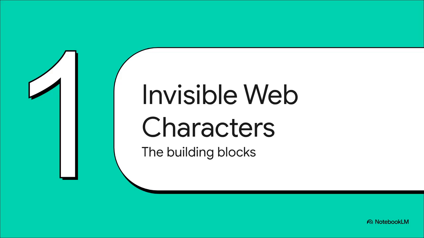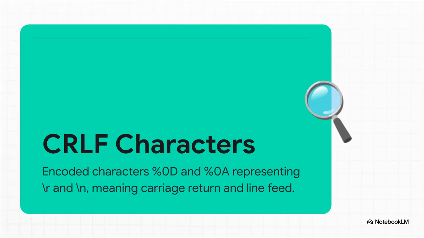Okay, starting with Section 1, the invisible web characters. So we need to focus on two very specific encoded characters today, %0D and %0A. If you're familiar with programming, you probably already know these represent a carriage return and a line feed, or \r and \n. Group them together and you get a CRLF. They're literally just the digital equivalents of hitting the return and new line keys on your keyboard.